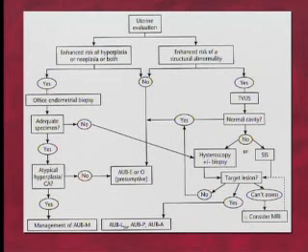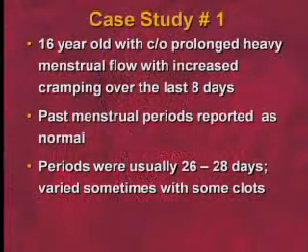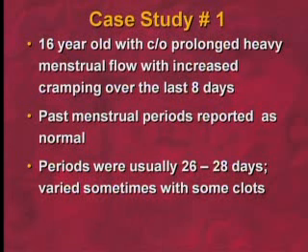We're going to start with our case study. I had several case studies, but I'm probably not going to get to maybe one or two, and then we'll move on. But the first one I want to talk about is a 16-year-old who came in with complaints of heavy, prolonged bleeding for about 8 days. She also was having increased cramping. She tells us that her past menstrual periods were normal.